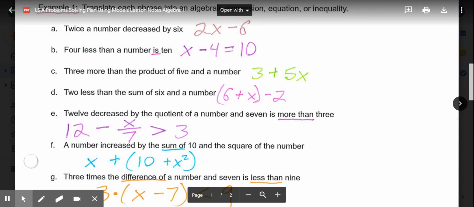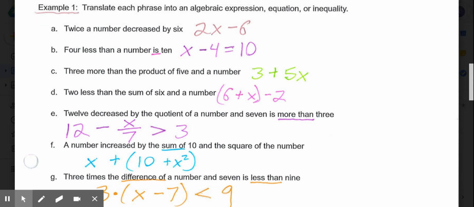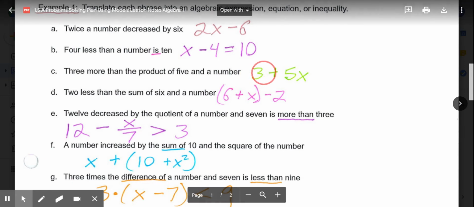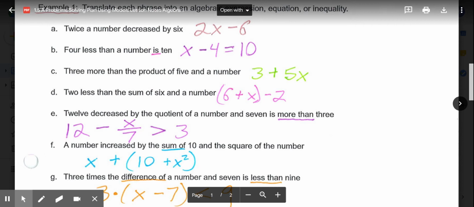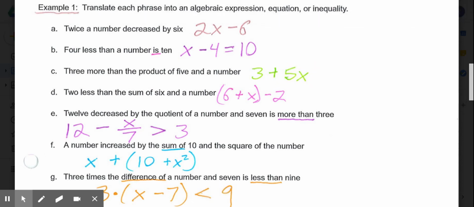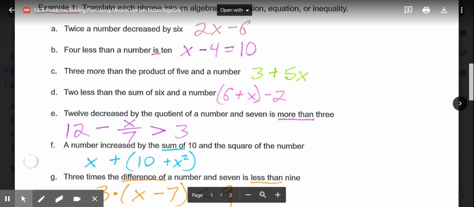In B, 4 less than a number is 10. So 4 less than a random number, so x minus 4, equals 10. C, 3 more than the product of 5 and a number. So again, we know it's just an expression because it doesn't have an is or less than or equal to. So 3 more than would be 3 plus the product of 5 and a number, which is 5x. So it'd be 3 plus 5x or 5x plus 3.